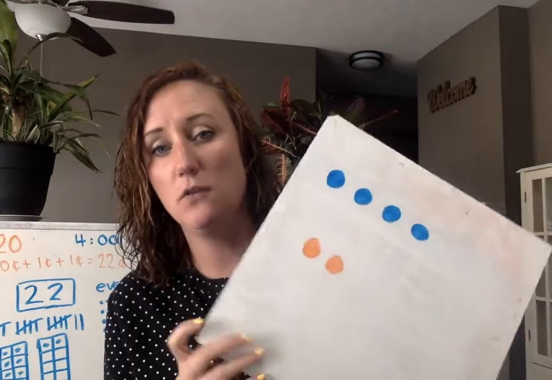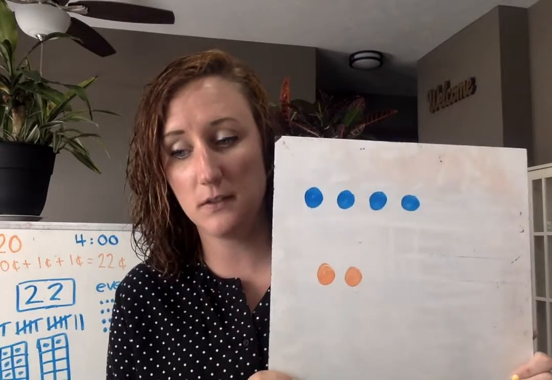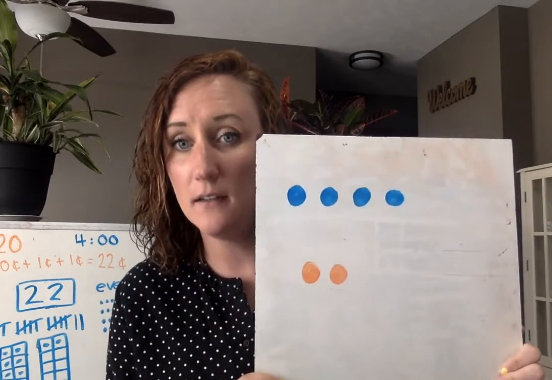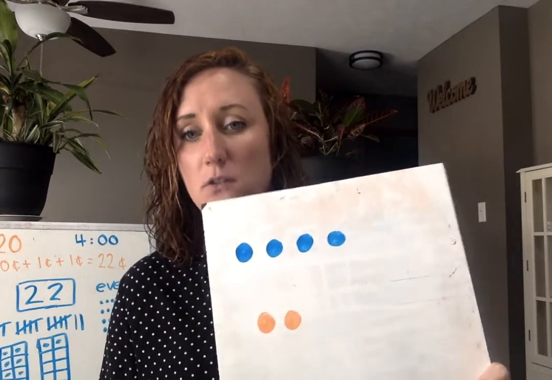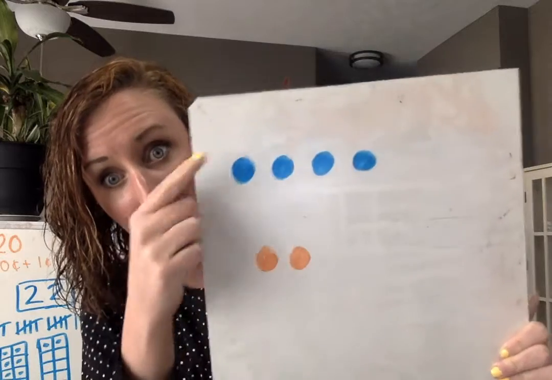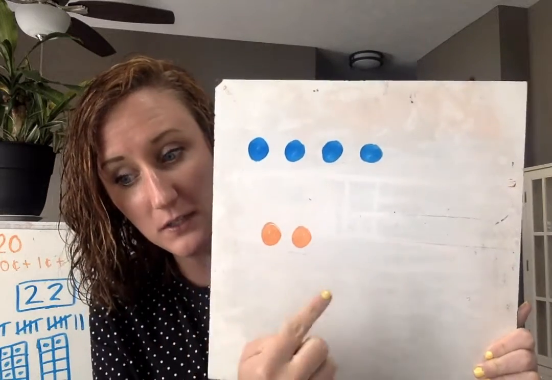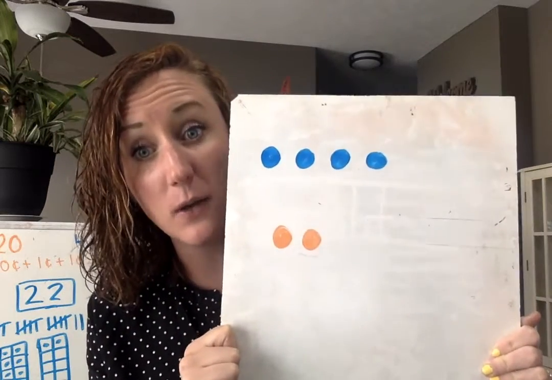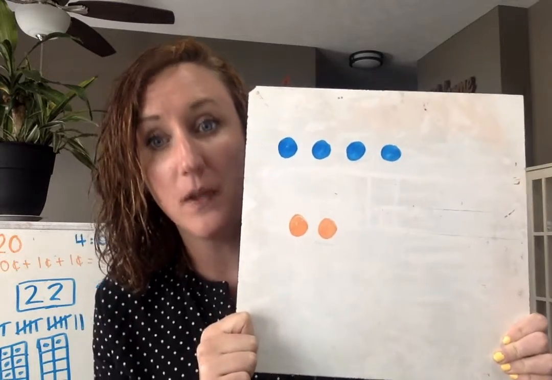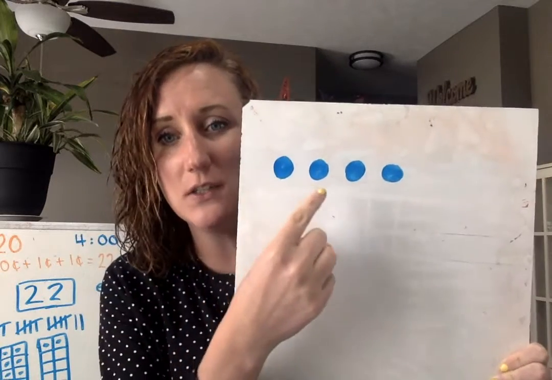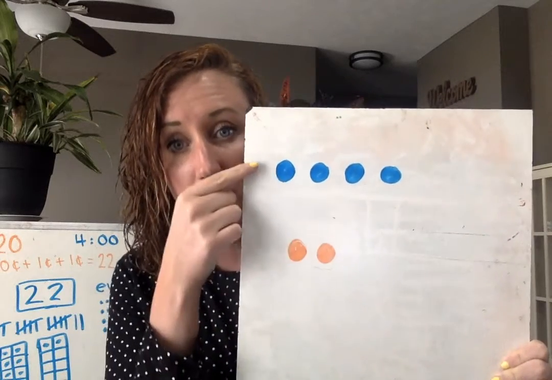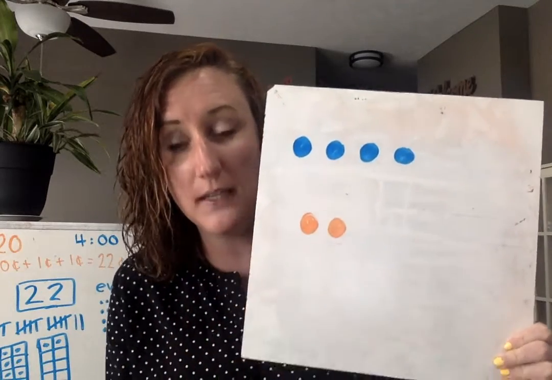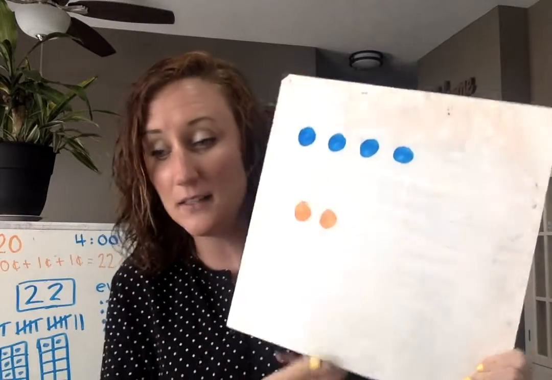I have 4 blue circles. Then Mrs. Nunn gave me 2 more orange circles. Draw the circles. 1, 2, 3, 4. 1, 2. How many circles do I have all together? Okay, let's count. 1, 2, 3, 4, 5, 6. 4 plus 2 equals 6.